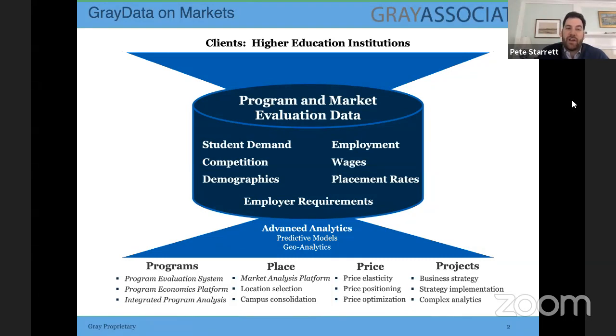So that's all of the data we've put together to do a number of projects related to program evaluations. We also do more custom work using your internal data to assess the economics of programs, and we sum all this up into our integrated program analysis. But we're also able to do more custom projects related to things like pricing, as well as any other types of ad hoc analysis you might need.